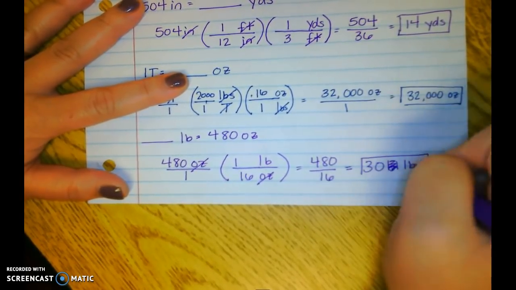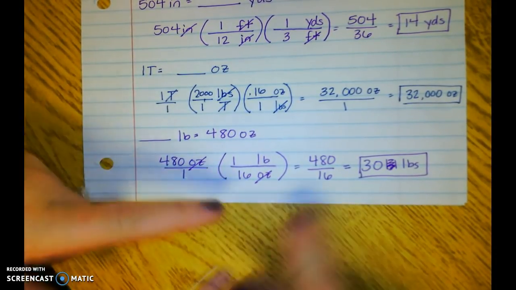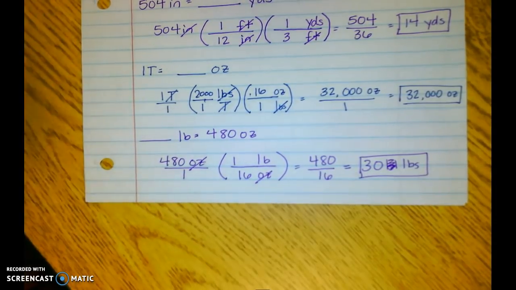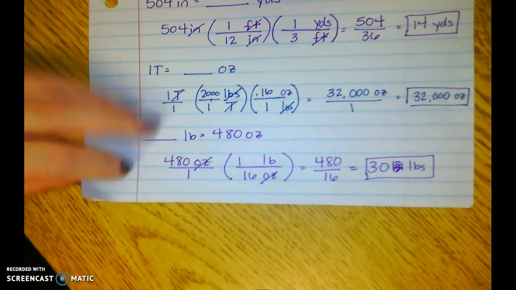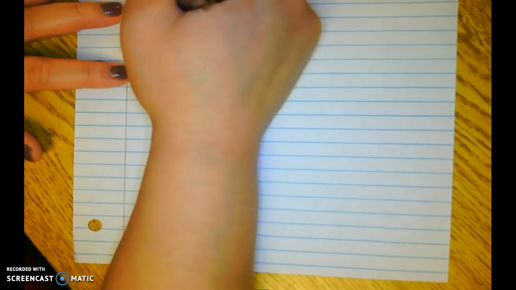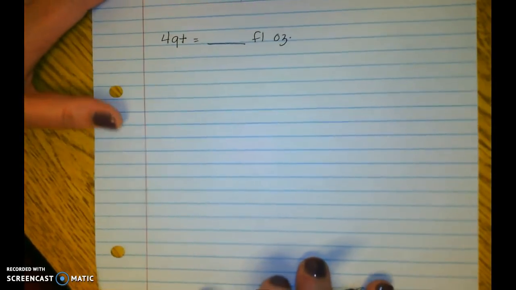Pounds. And it's really important, guys, now we're at this point in our unit that you need to be labeling every single answer. If you just answered this 30, I have no idea if you're talking about 30 ounces or 30 pounds or 30 feet or 30 inches, so you need to make sure that you are using your label every single time. All right, let's finish up with a multi-step one, just for fun, so we can see it. So this one I'm going to do on a blank sheet of paper. Okay, so we're going to say how many fluid ounces are in 4 quarts.